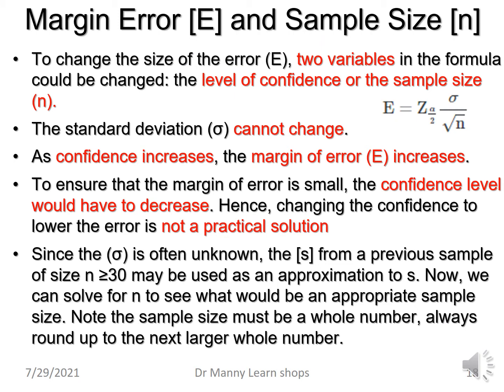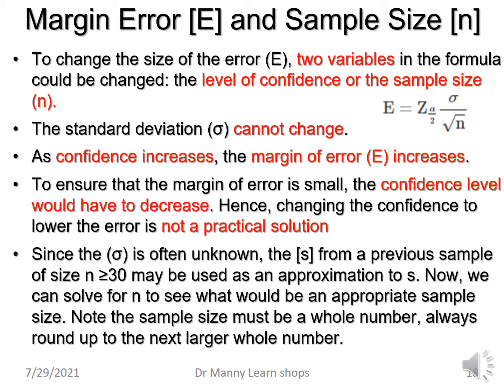Okay, to change the size of the sample error requires two variables that could be changed. And this could be the level of confidence or the sample size. The standard deviation you can't change. As the confidence increases, the margin of error also increases. So to ensure that the margin of error is small, the confidence level would have to decrease, and that's not a practical solution.